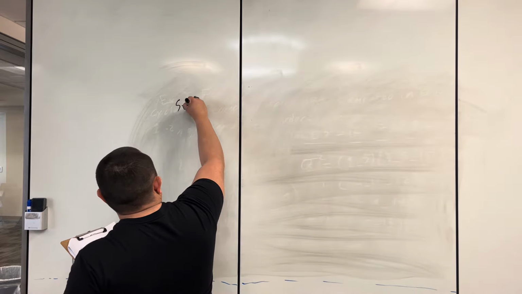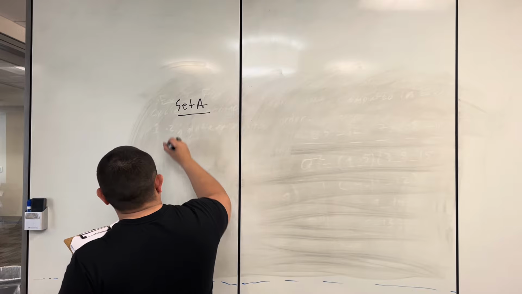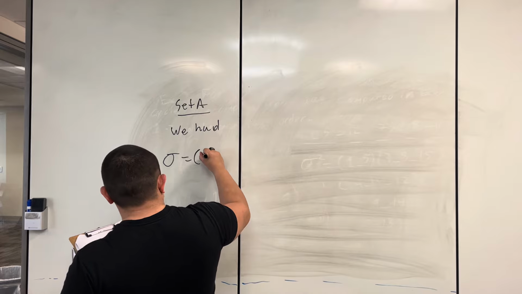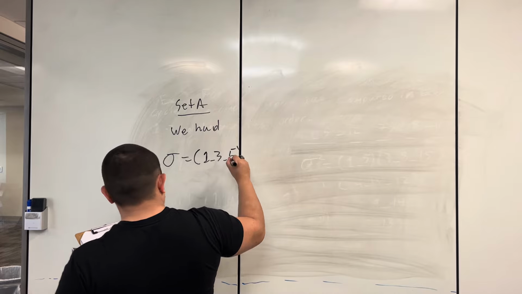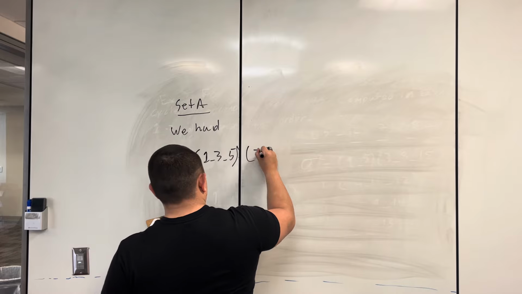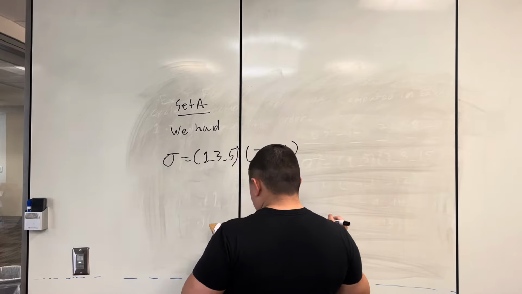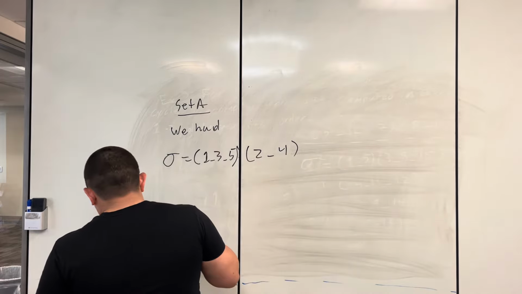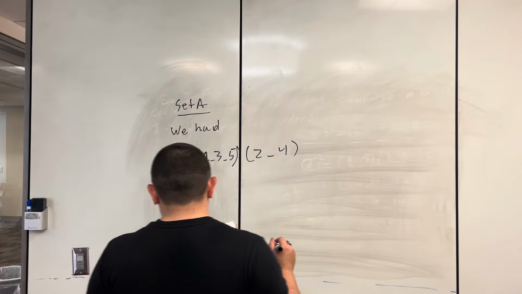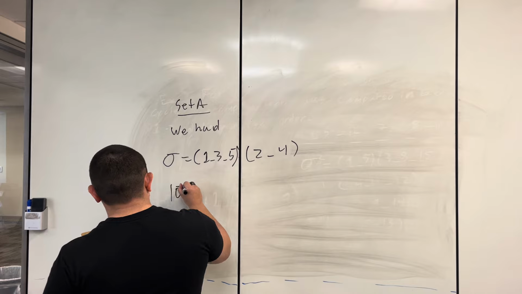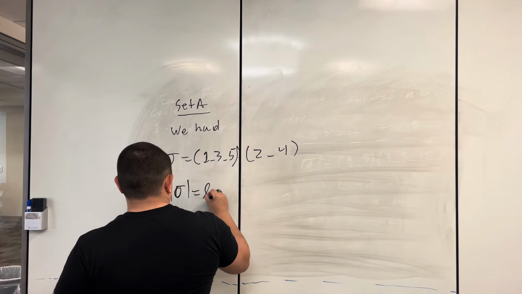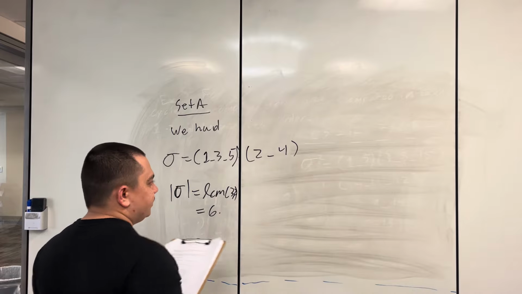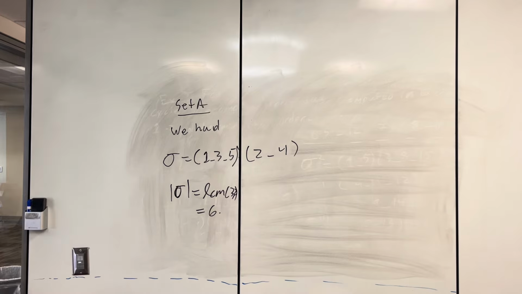So, with set A, we had sigma equal to (1 3 5)(2 4). So what would the order of this be? Well, it's equal to the least common multiple of the cycle lengths. Cycle lengths we have are 3 and 2, so the order of sigma would be LCM(3, 2), which would equal 6, right? Nothing too dramatic.